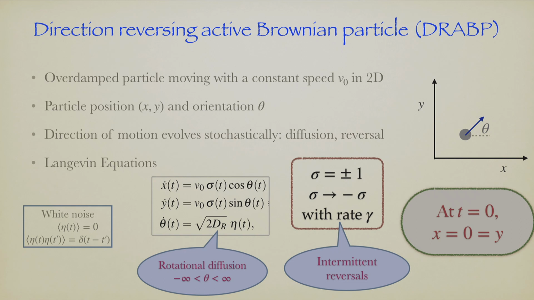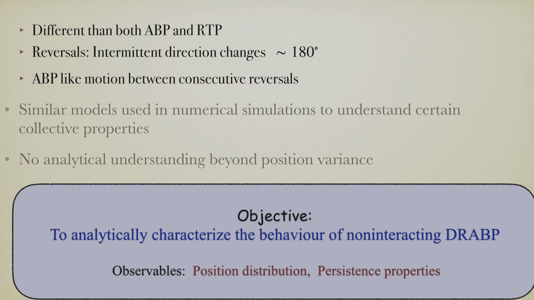So without any loss of generality, we assume that the particle starts at the origin. So wherever it starts, we call it origin, and with some orientation theta naught. Between direction reversals, these behave like ordinary ABP particles, and similar models have been used to understand certain collective behavior numerically, but there has been no analytical understanding beyond just calculating the variance. So our objective here is to see how the non-interacting system behaves. What is the position distribution of a collection of such particles?